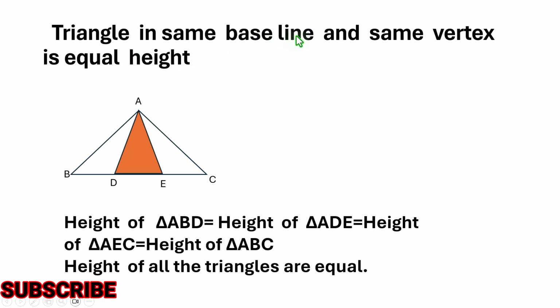Then triangles on the same base line with the same vertex have equal height. Here in triangle ABC, there are many triangles: triangle ABD, triangle ADE, triangle AEC, ADC, ABE, and ABC. The base of all the triangles is on the same line, and the vertex is the same. So the height of the triangles is equal. In this case, the height of all the triangles is equal, since the base of all the triangles is on the same line and they share the same vertex.